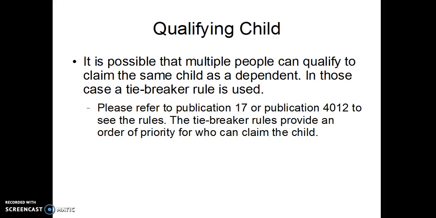A quick note before we end is that it is possible that multiple people can qualify to claim the same child as a dependent. When this happens, there's a tiebreaker rule used. It just gives priority of who can claim the child first. So if there's two people, one is a parent and one is a grandparent, the parent gets first priority. So just to get those tiebreaker rules, you can look at Publication 17 or Publication 4012.